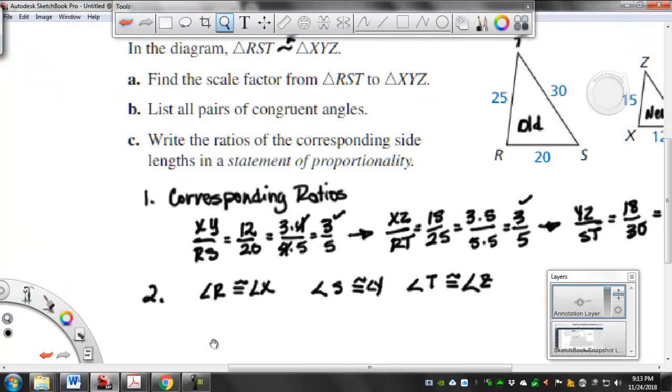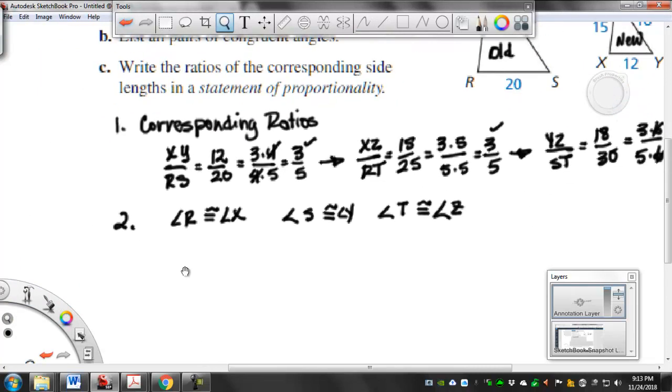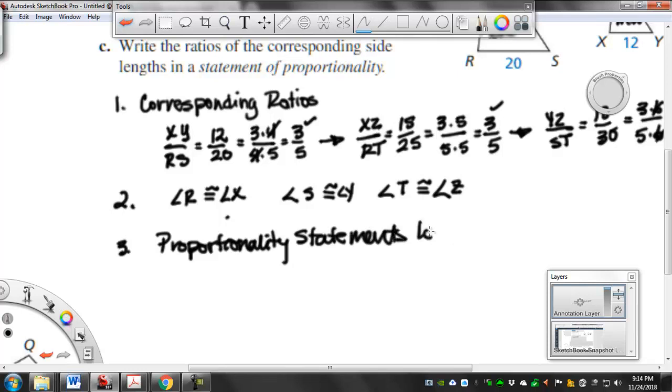And the last thing it asks us to do is write the ratios of corresponding side lengths in a statement of proportionality. And so that's basically what we did in part A. So the scale factor is 3/5, and these proportionality statements are what we did in problem number 1. So proportionality statements, look at part 1.